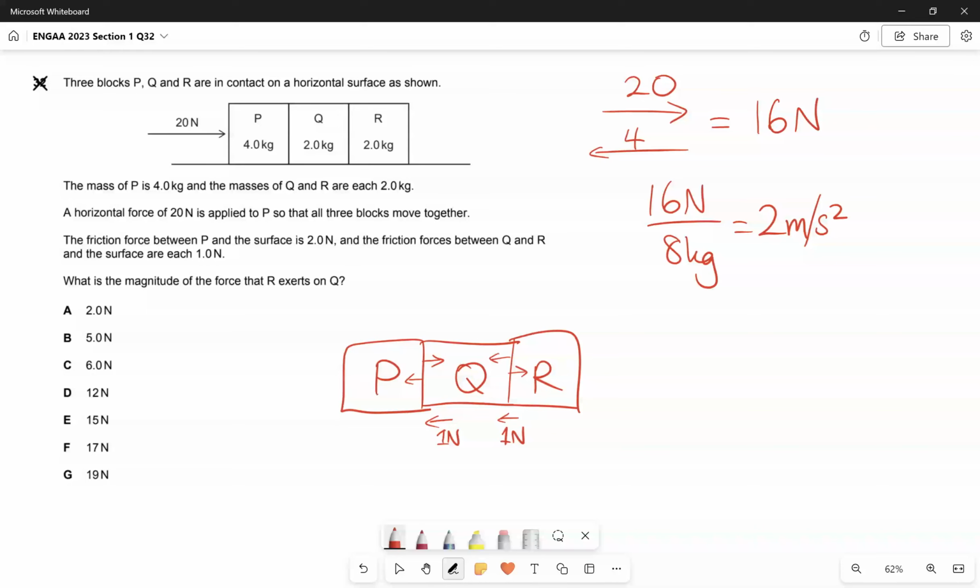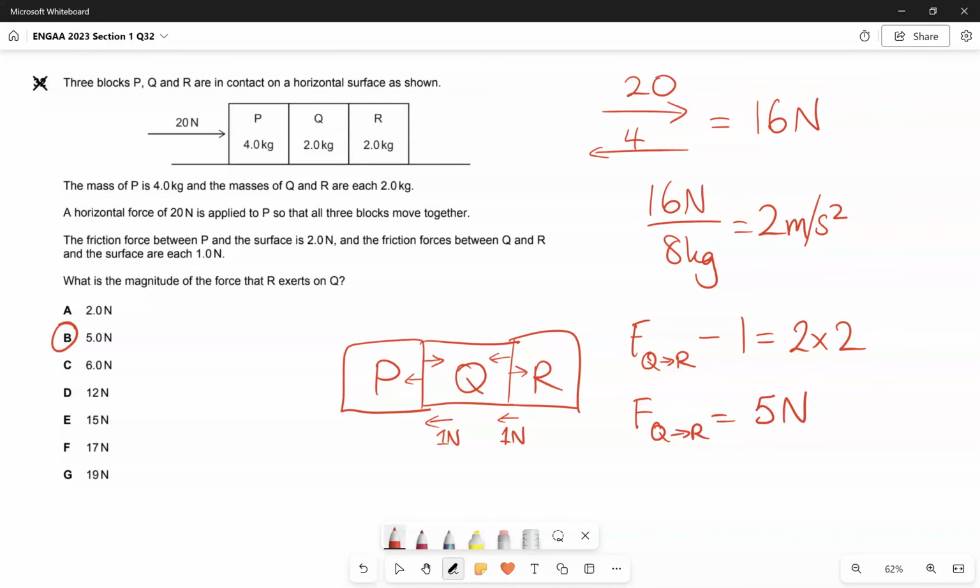So working out the forces on Q is not difficult, but it's going to involve more than if we just worked out the force of Q on R, because that's equal and opposite to the force of R on Q. So if we look at the forces on R, then we have the force of Q on R, take away the 1 newton. That's equal to the mass of block R, which is 2, times its acceleration, which is 2. So F Q to R equals 4 plus 1, which is 5 newtons. And that's B.